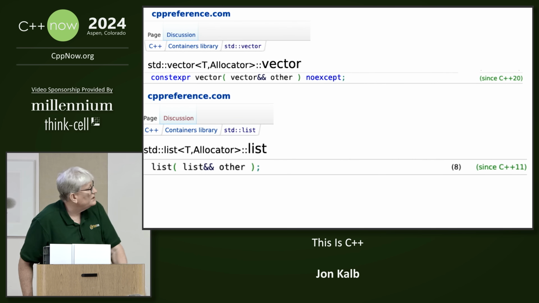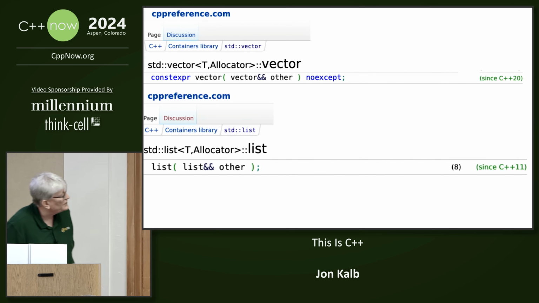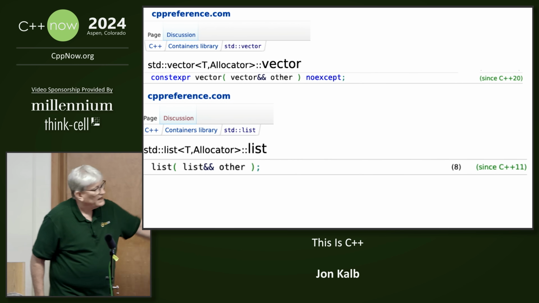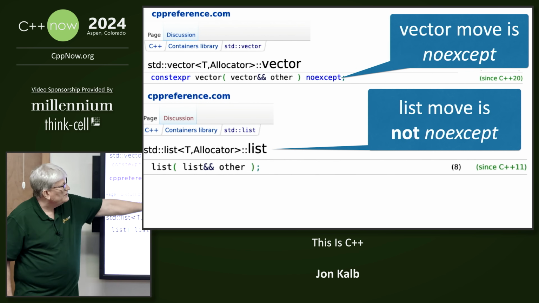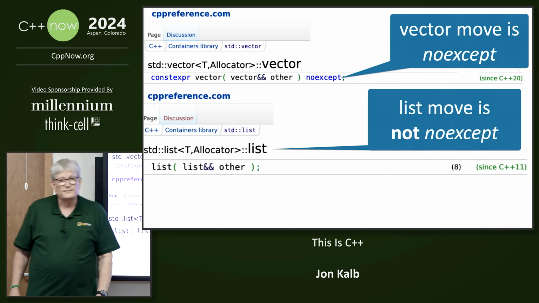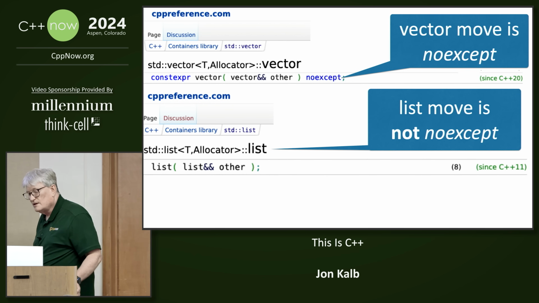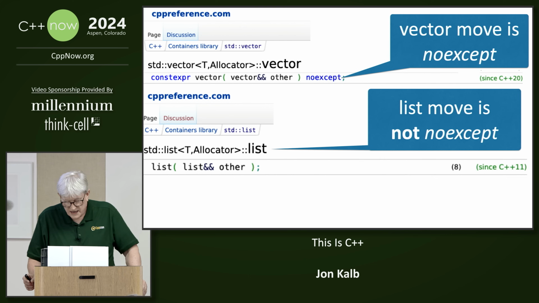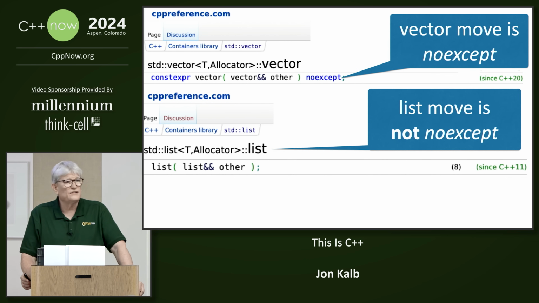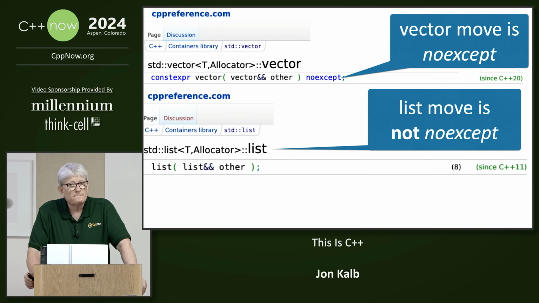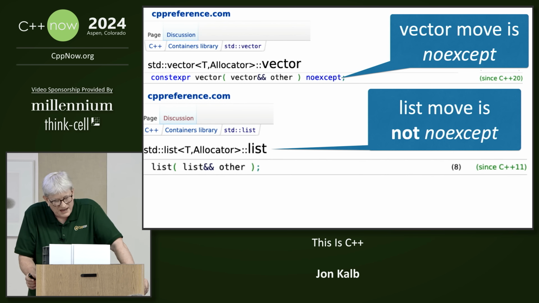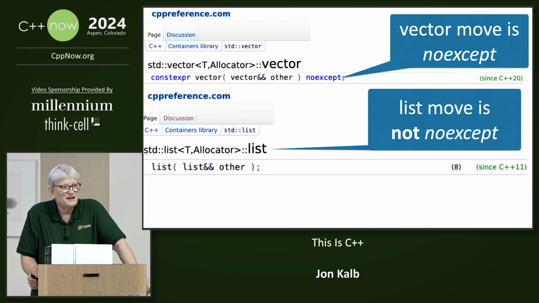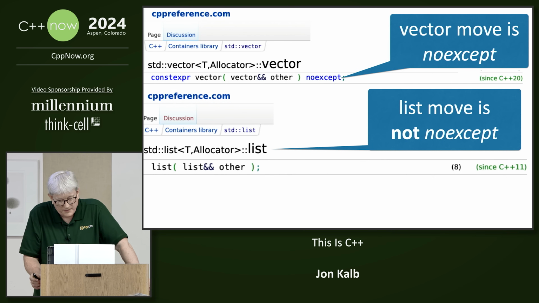So here is our vector move constructor. And the vector move constructor is noexcept, but notice the list move constructor is not noexcept. Why is that? Well, in my opinion, the committee made a mistake and compromised our uncompromised performance.